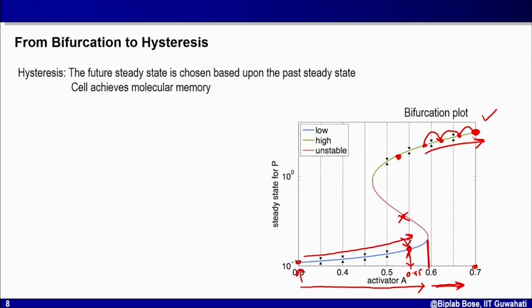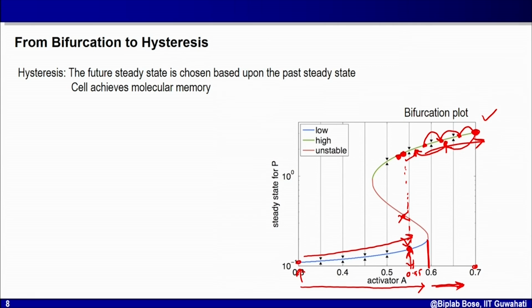Obviously it will follow this green line and drop somewhere here. Then if I reduce it further, it will go somewhere here. Now if I reduce A further, then suppose I reduce A to this value at 0.55. So at 0.55, again the system has two options. Either it can stay on this green line, which is a stable steady state, or it can also jump to this lower one, which is also a steady state on the blue line.